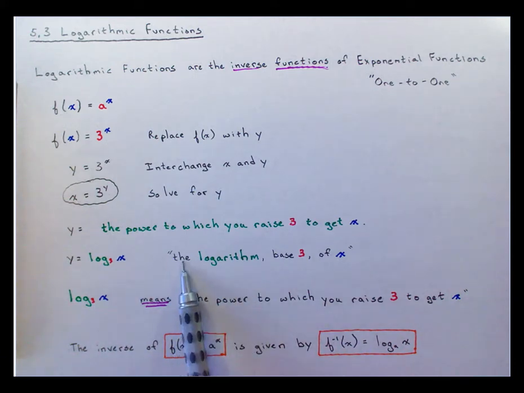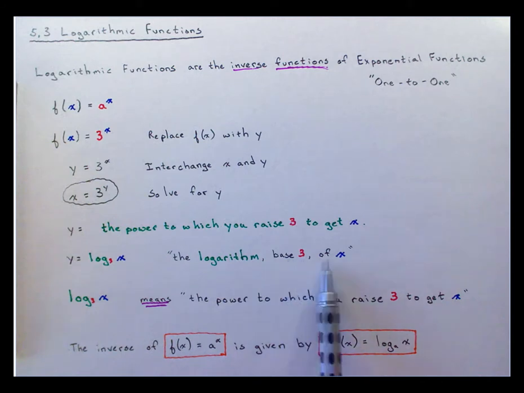And what that says is the logarithm base 3 of x. Again, log base 3 of x means the power to which you raise 3 to get a value for x. So what this example shows you is that the inverse of f of x equals a to the x is given by the inverse of x equals the log base a of x.